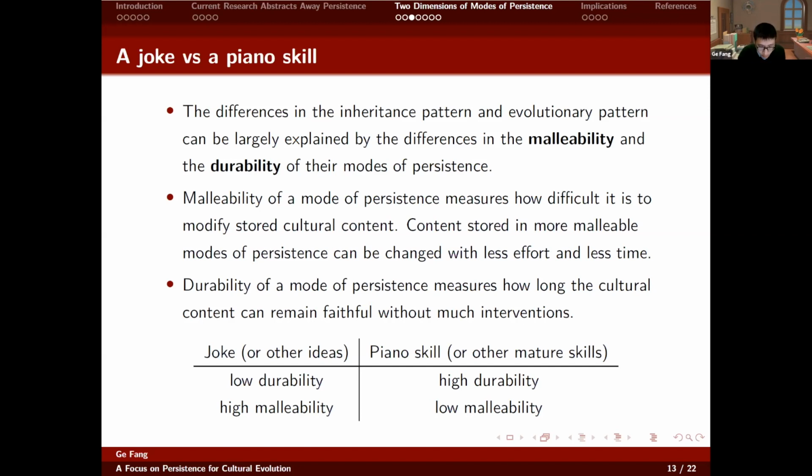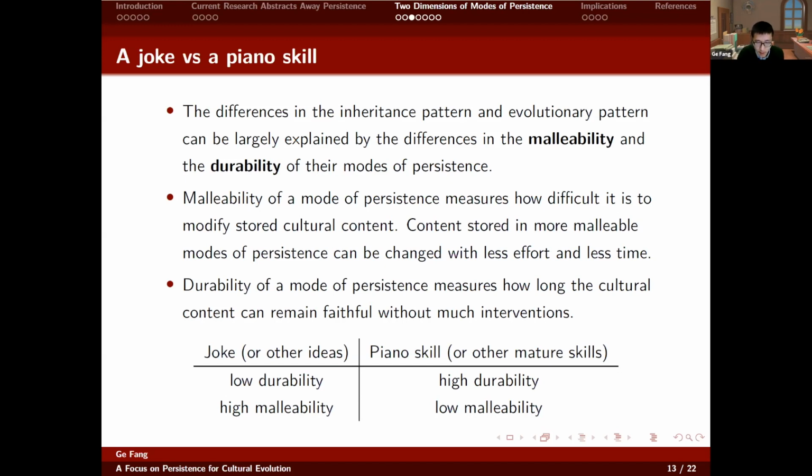By malleability, I mean how difficult it is to modify stored cultural content. Content stored in more malleable modes of persistence can be changed with less effort and less time. Durability of a mode of persistence measures how long the cultural content can remain faithful without much conscious intervention. A joke transmits and evolves in that way because it is stored in the mode of ideas, which has low durability and high malleability. Piano skill transmits and evolves in that way because it is stored in the mode of mature skills, which has high durability and low malleability.